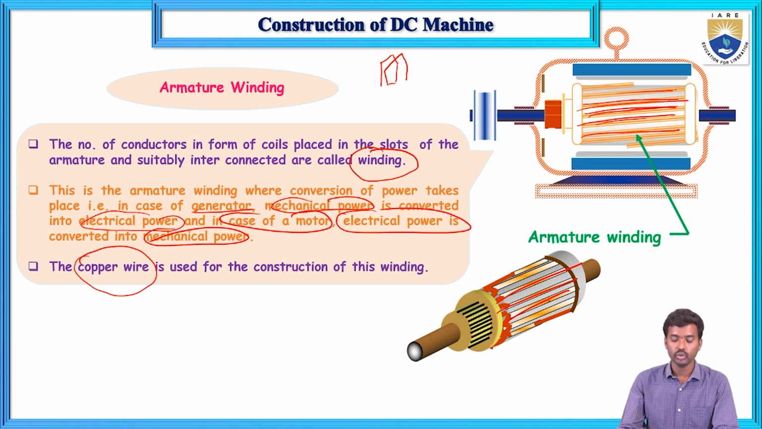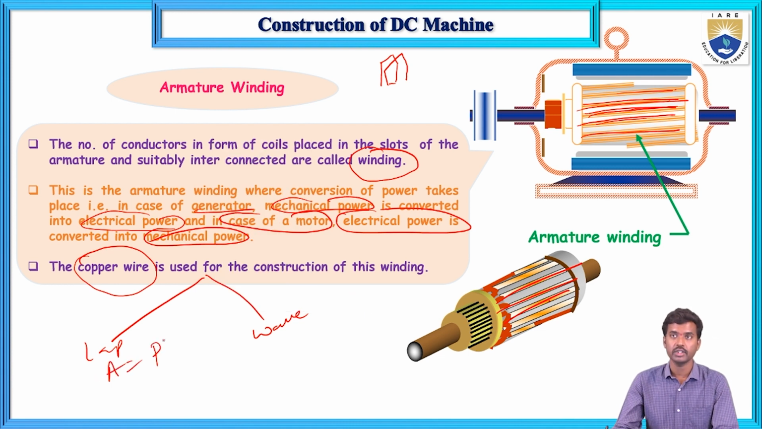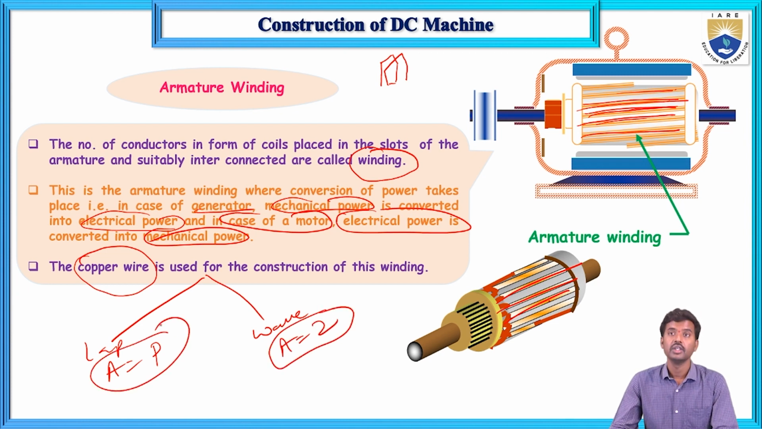Now here there are two types of windings: lap winding and wave winding. In lap winding, the number of parallel paths equals the number of poles in the DC machine, and in case of wave winding, the number of parallel paths equals 2 only. This concept we will use in the induced EMF concept.